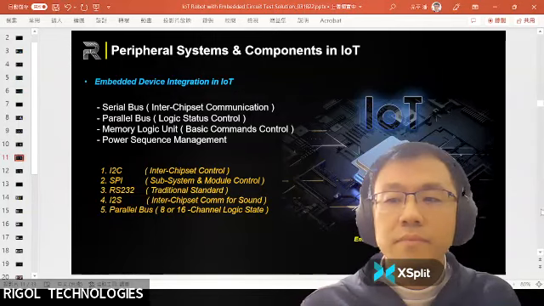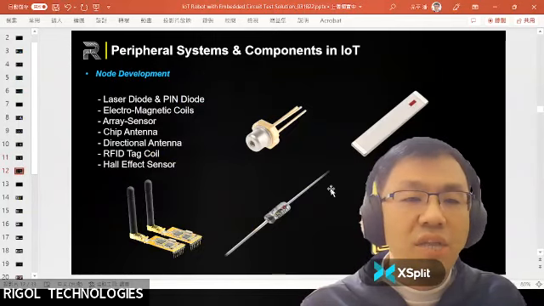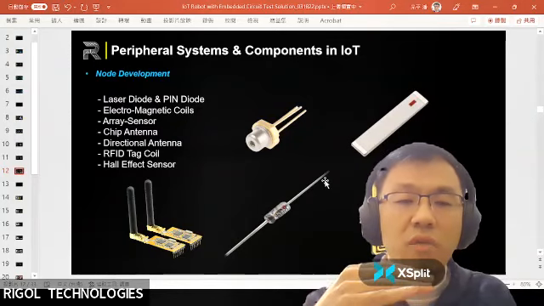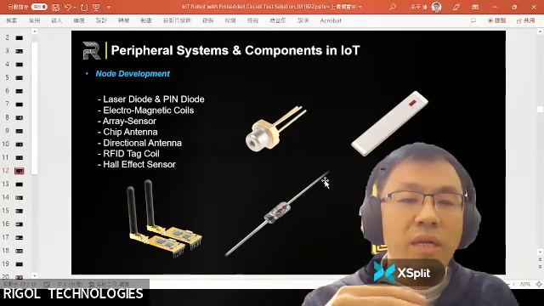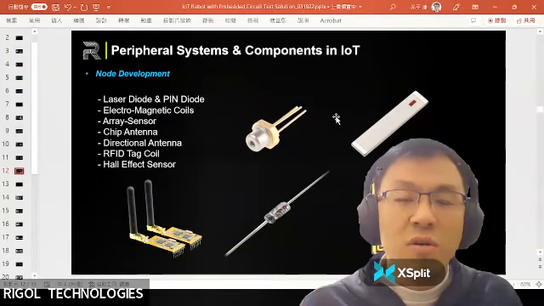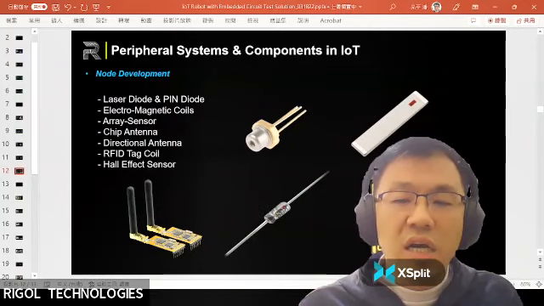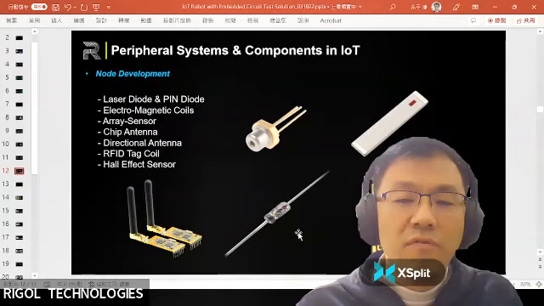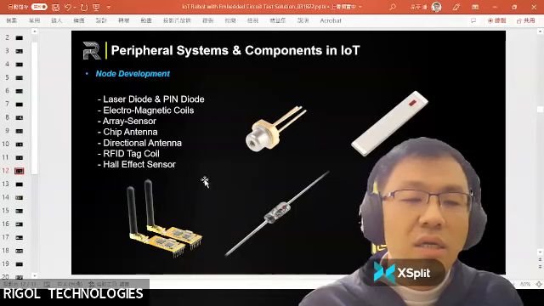So the final one is node development. It goes down to the component level. It includes sensors or detectors, such as on the right-hand side of the screen. You can see each kind of detector, like the antenna, the photo detector, or the photodiode, and even the general type of antenna device.